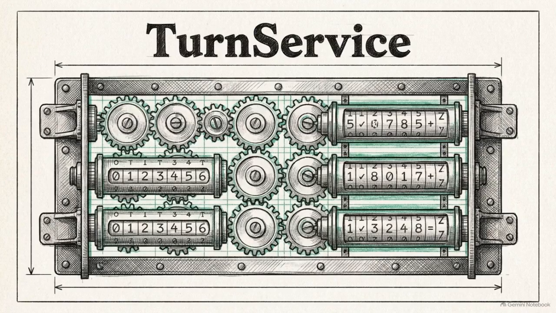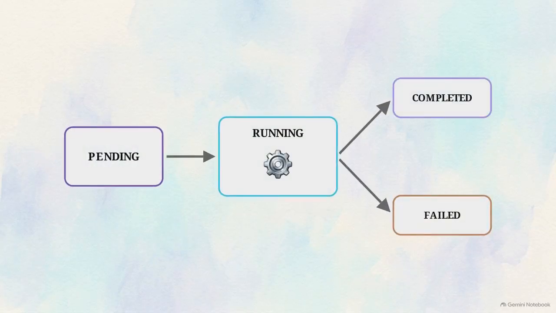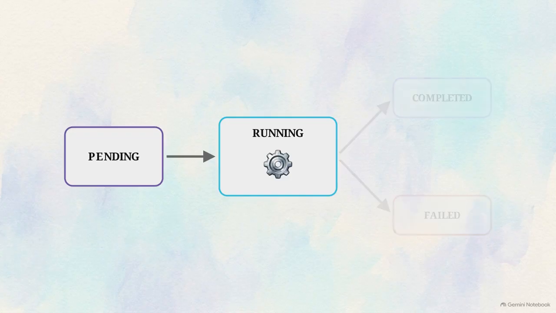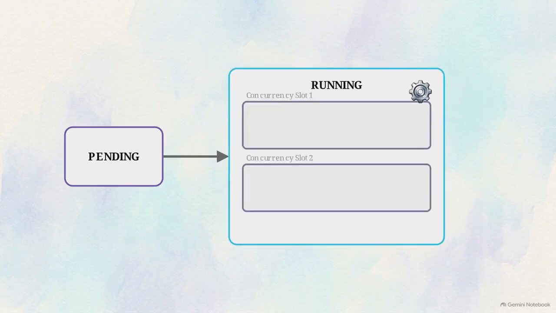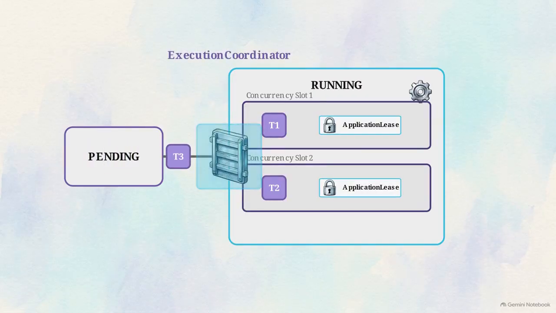Inside this durable database, agent iterations are handled by the turn service. An agent iteration in DeepCode is not a code loop, it's a managed stateful entity. Each turn transitions through a precise state machine. A turn is created as pending, moves to running, and ultimately settles as completed or failed. To prevent concurrent write races, an execution coordinator strictly caps active worker threads, issuing an application lease.